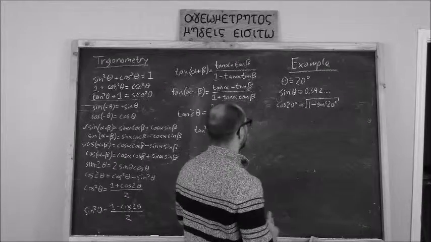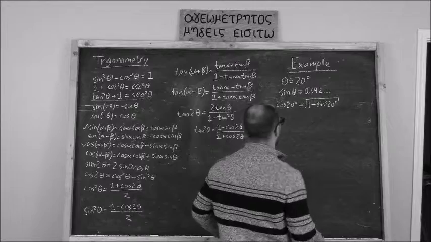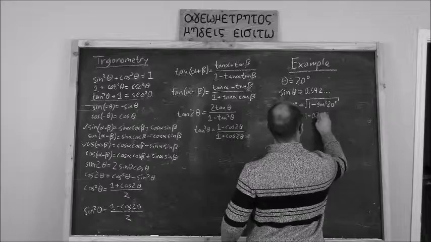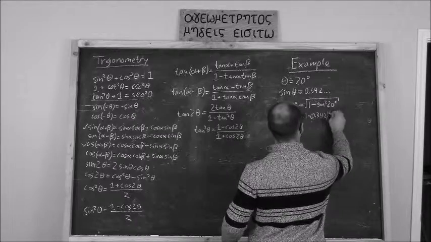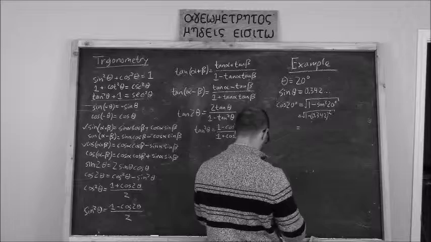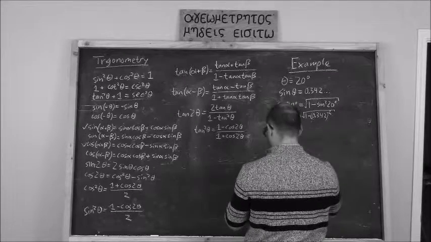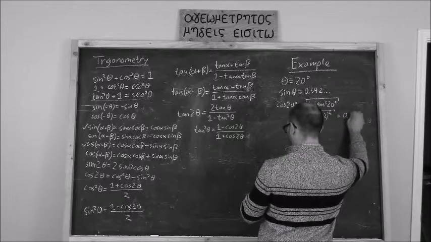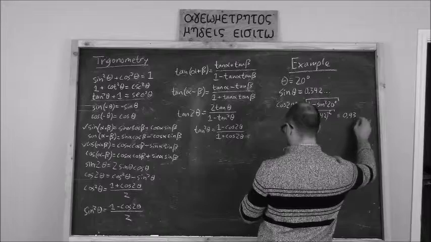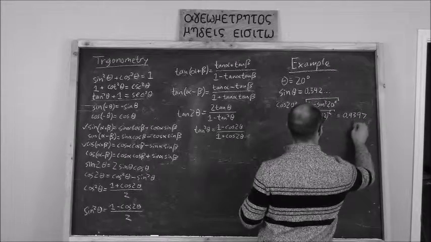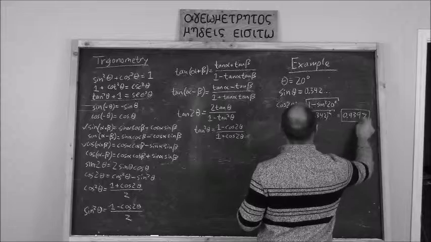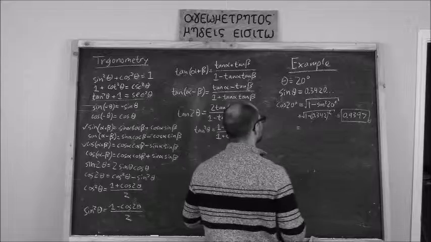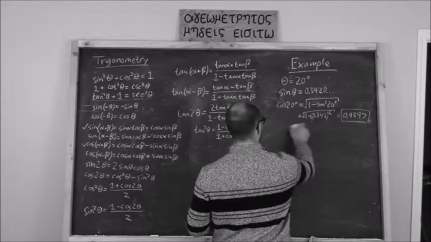I can simply plug in my answer, 1 minus 0.342 squared. That's going to be about equal to 0.9397. All right. I should have specified here to keep 4 decimal places. All right, so that's cosine of 20.